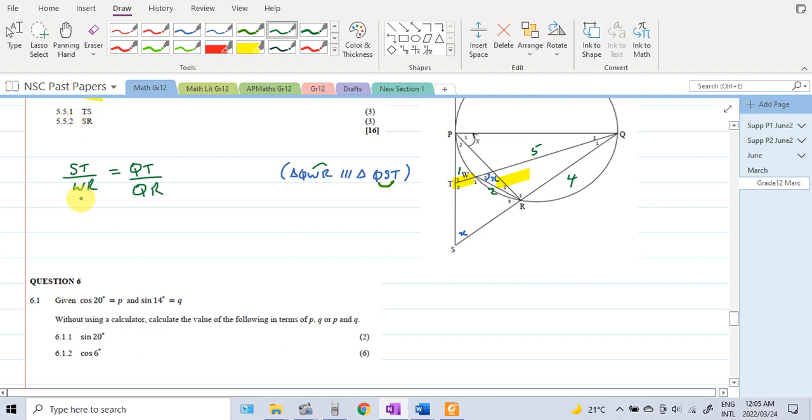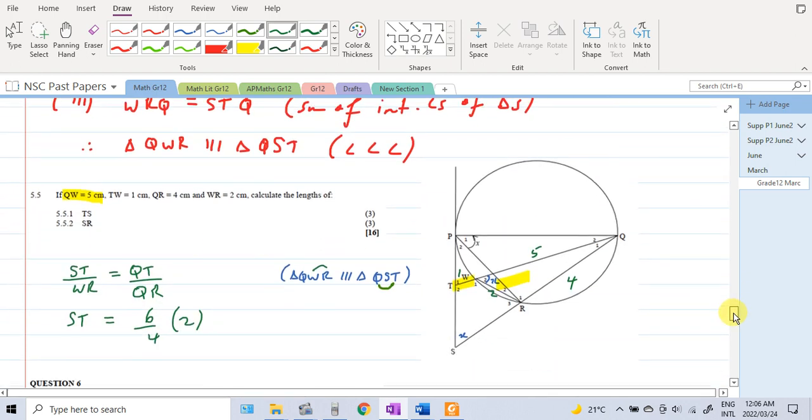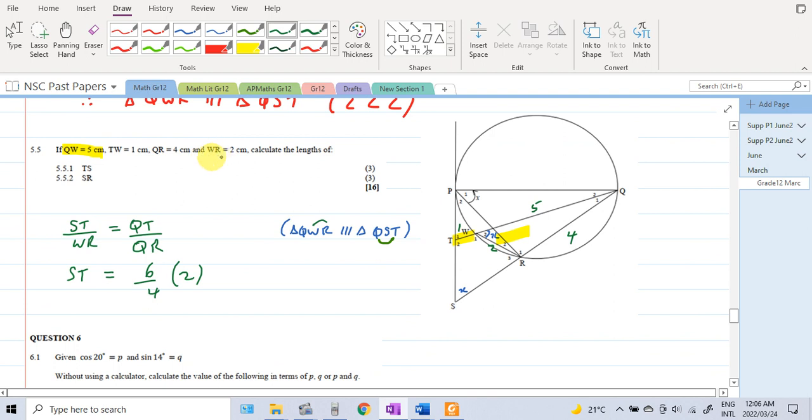QT is 6, QR is 4, and remember I took the WR over, so I'm going to multiply WR times QT over QR. So WR is towards the end, so I took that over. Now basically cross multiply. WR is 2. They told us WR is 2. Did they tell us WR is 2? Yes, it's there. And 6 times 2 is 12 divided by 4, which is 3 centimeters. So ST is 3 centimeters.